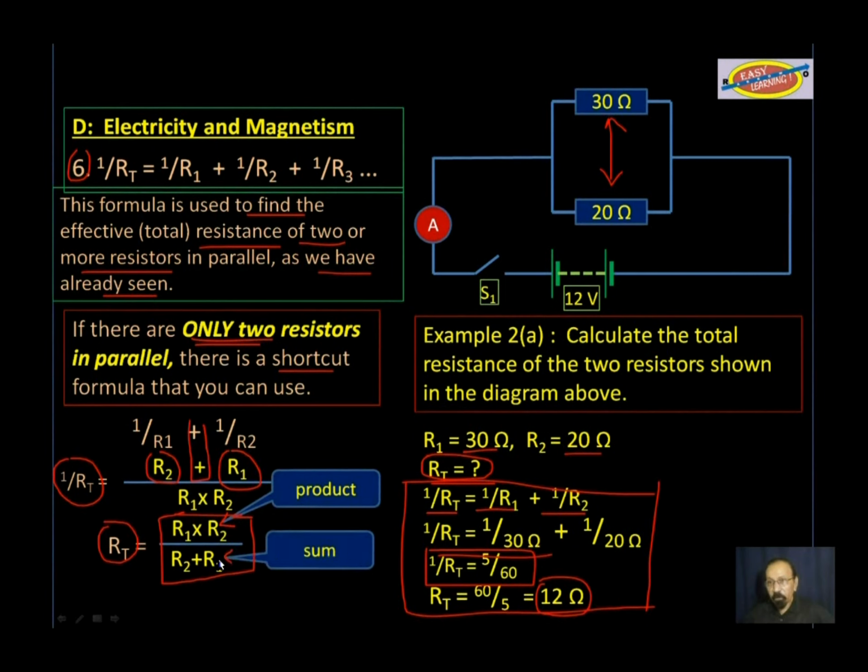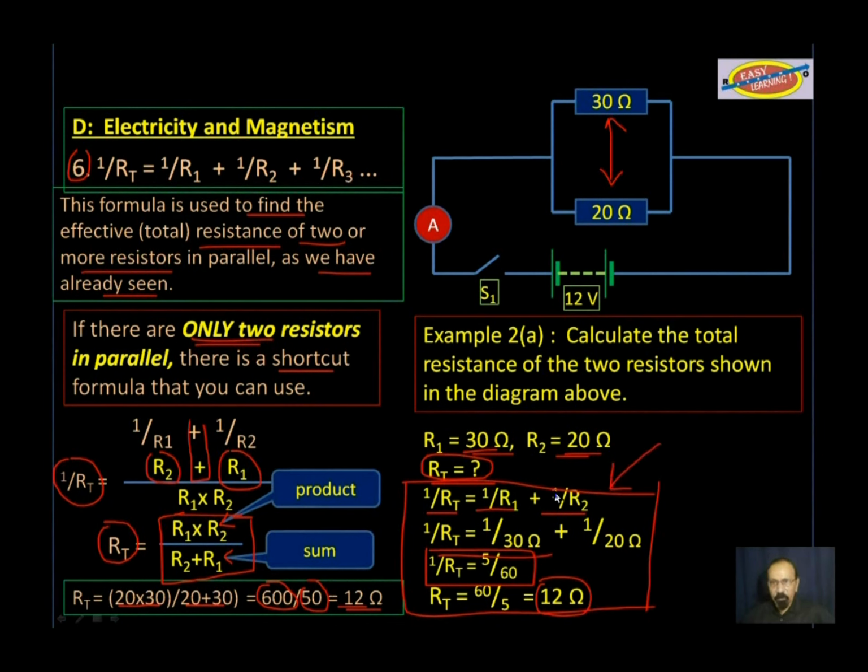And if we were to do that with these two numbers that we have over here, we will get 20 multiplied by 30 divided by 20 plus 30. That would be 600 divided by 50, and we will get back the same 12. Now remember, this only works for two resistors. You can use this method over here for two resistors, or you could use the shortcut method over here. Once you have three resistors, then you have to use the full formula.